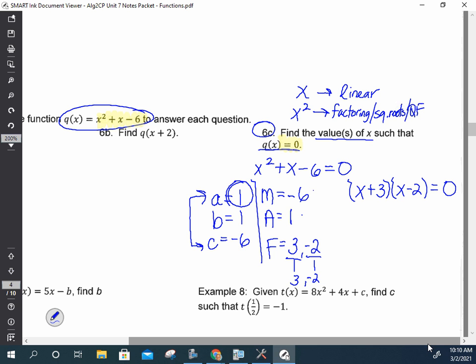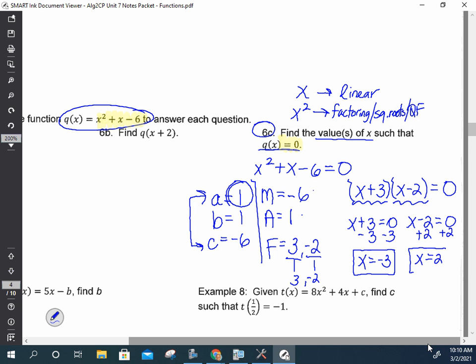Finish off this problem. Now we take the 2 parentheses and set them equal to 0. Subtract 3 to get one of our two answers. Add 2, x equals 2. That's the other answer.